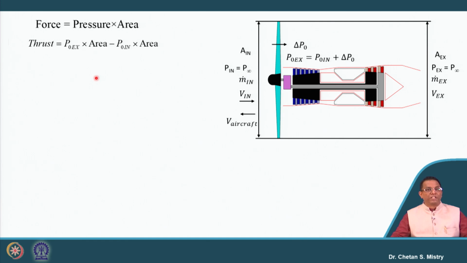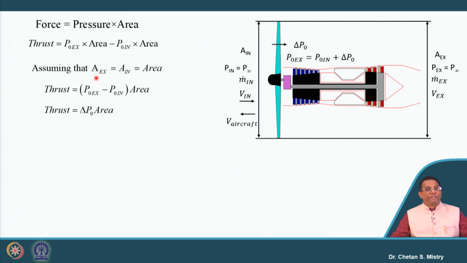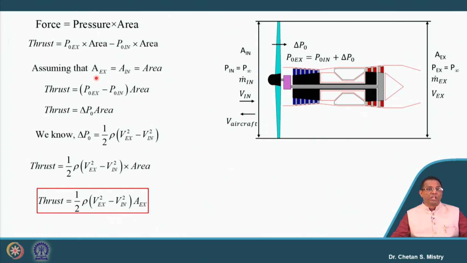For the sake of simplicity, let's consider my inlet area and exit area to be the same. If that's the case, then we can represent my thrust as given by delta P0 into my area. This delta P0, that's what we know from the earlier equation. It is half rho (V exit square minus V inlet square). And if I simplify this equation, the thrust generated by this propeller is given by 1/2 rho A (V exit square minus V inlet square).